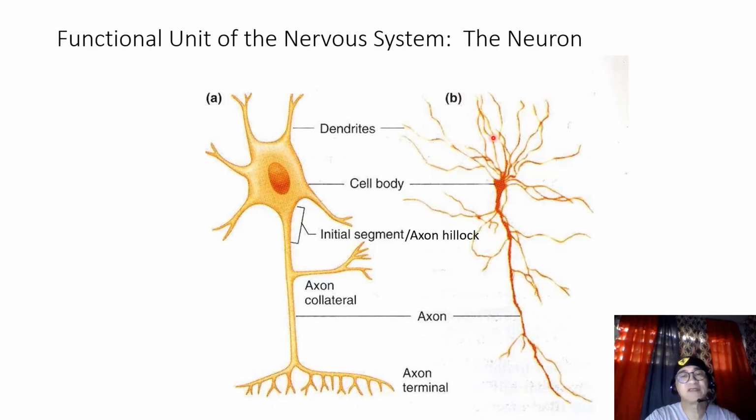The functional unit of the nervous system is the neuron. It is a highly specialized cell for communication or for signaling, and its structure is designed in such a manner to achieve the power of communication.